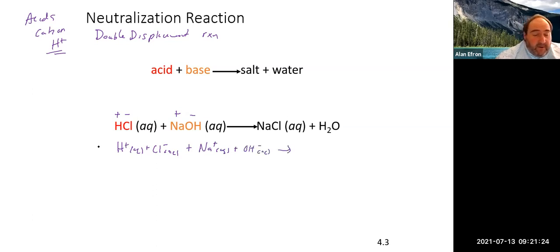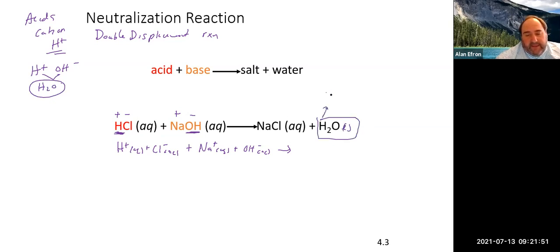And basically our cations are switching partners. So the H plus from the acid is going to go together with our OH minus. When you take H plus and OH minus and put them together, that is a fancy way of writing water, basically. So that is where water comes from: the H plus from the acid, OH minus from the base.